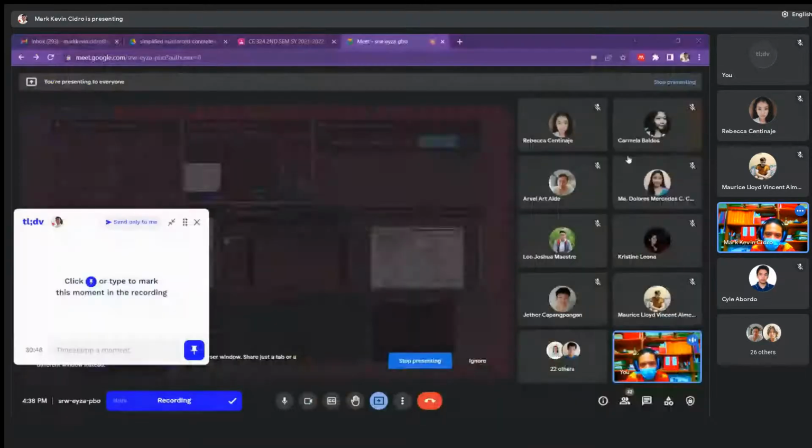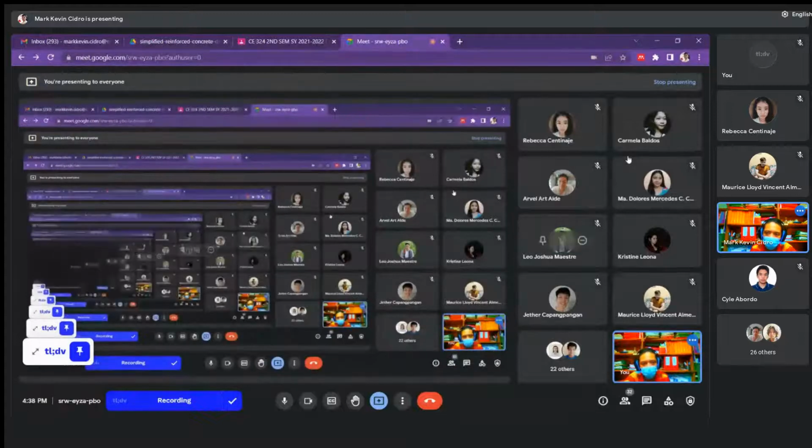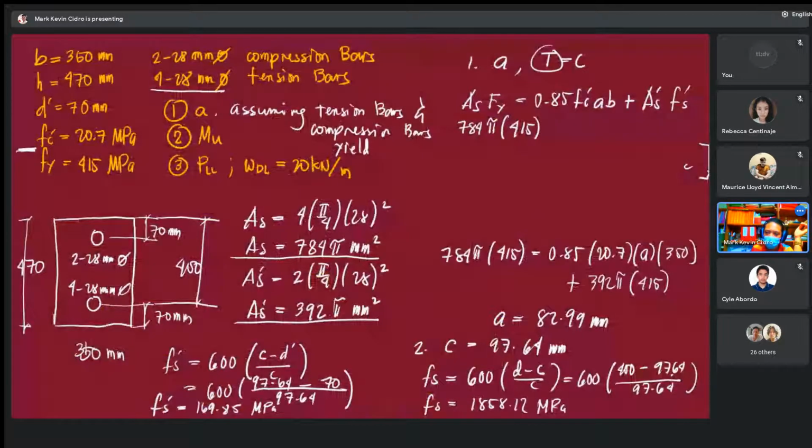Sir, only the compression bars do not yield. Right, we already found out the compression bars did not yield, because Fs prime is only 169.85. And Fs is 1858, so it really yields. That's why we put Fs and Fy there.